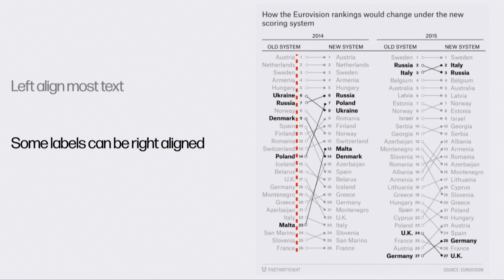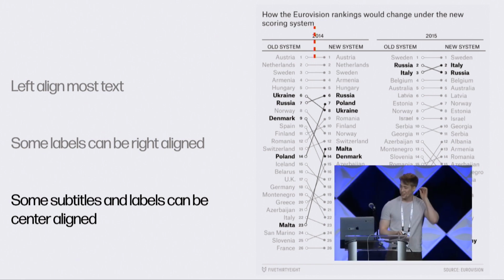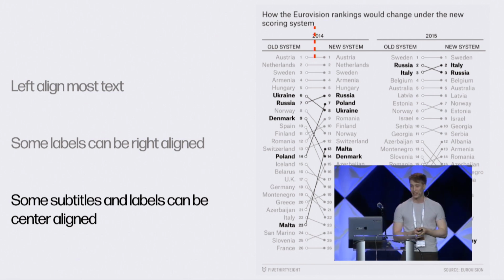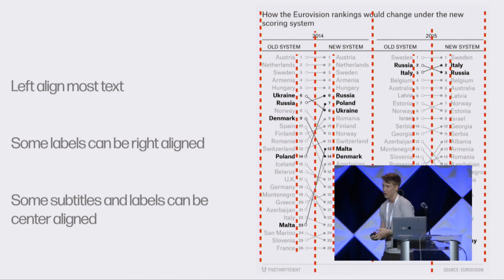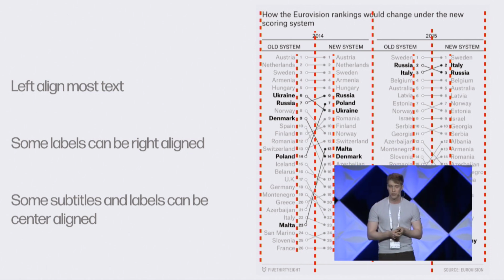Right alignment can be used for labels a lot of times, especially horizontal bar labels, where the goal is to create a clean line with the edge of your data. And sometimes subtitles or labels can be center aligned if it helps to create symmetry within the graphic. In this case, you can see the designer made a mistake on the 2014 one. It should be center aligned, but it's slightly off center. But if you look at the rest of the graphic, you can see how left alignment, right alignment, and center alignment create this perfect symmetry within the graphic.